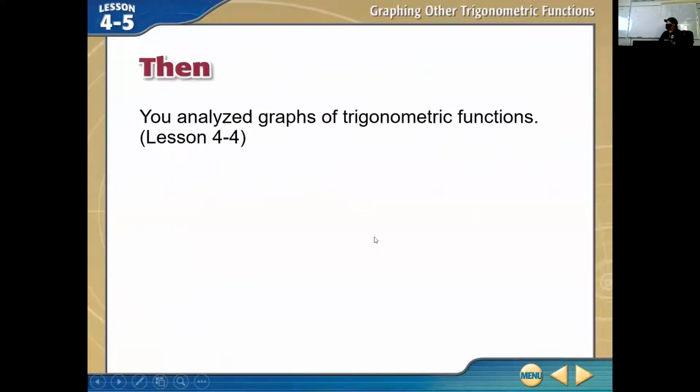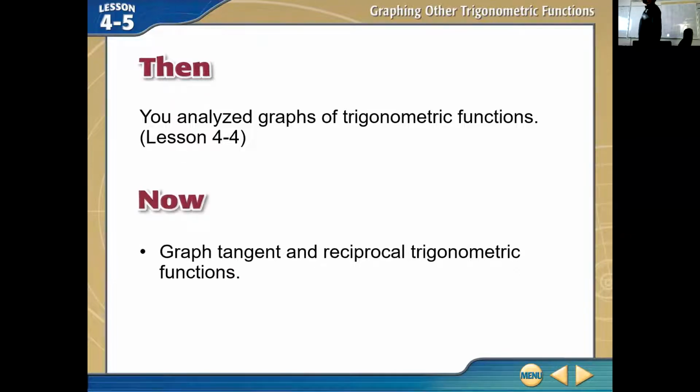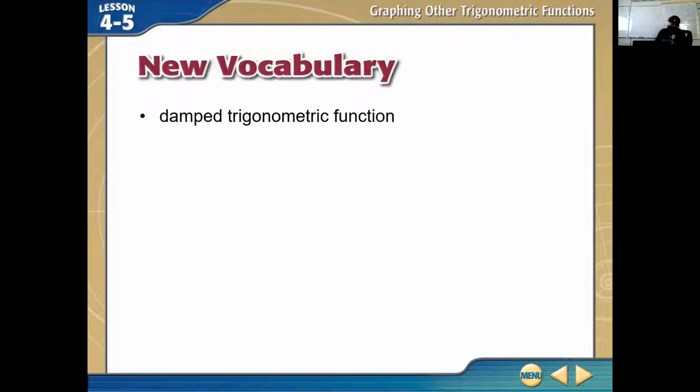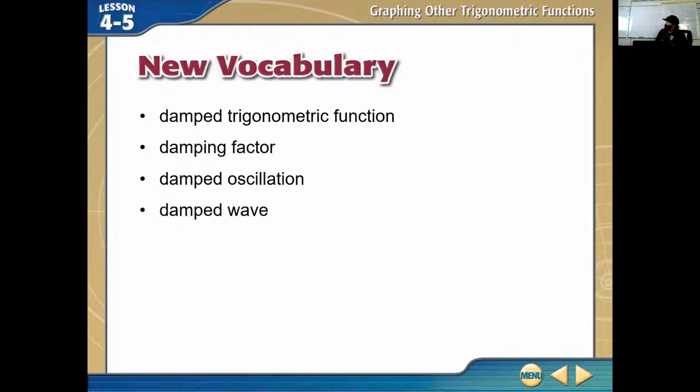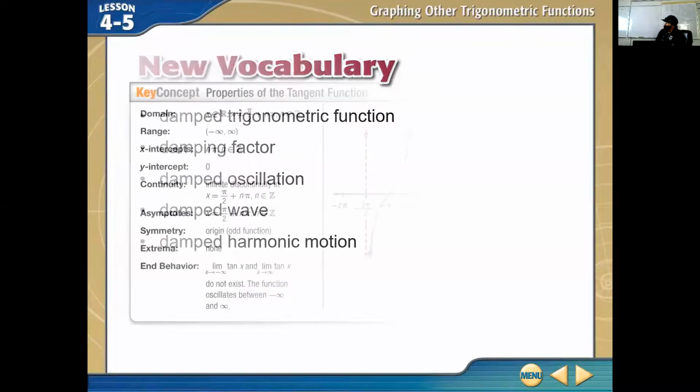All right. So we did analyze graphs of trigonometric functions. We focused mainly on cosine and sine. Okay, we talked about all the translations, all the transformations that could happen to them. But today what we're talking about is tangent and reciprocal functions. Okay, the reciprocal functions being secant, cosecant, and cotangent. But we're not going to talk about trigonometric functions and damping factors or any of this damping stuff.